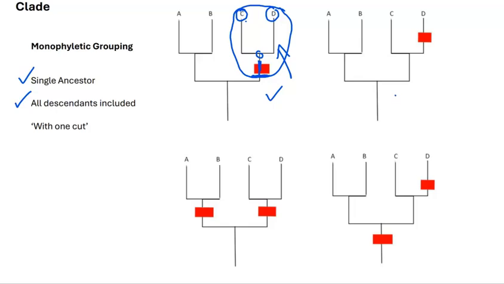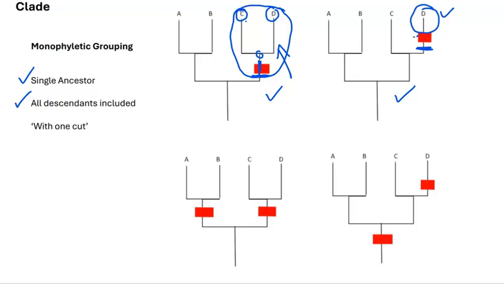If we come over here to this diagram and we select this as our clade, let's examine the criteria. Does it have a single ancestor? Yes, that would be here. Are all the descendants included? Yes, there is only one, and so again it meets the criteria for a clade as represented by the circle surrounding D.